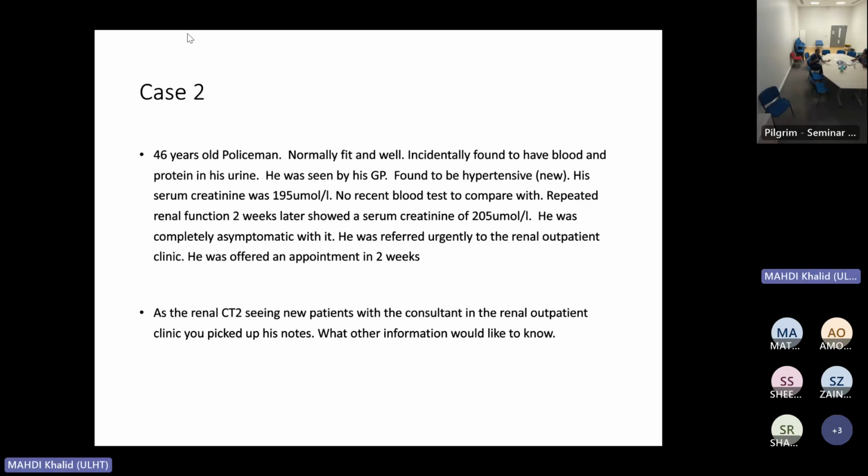He's asymptomatic right now, but has he recently been well? Any recent infections, any medications, including over the counter? Family history? There are certain conditions that run in families, though not common. Smoking. Any history of drug use? That must be relevant.